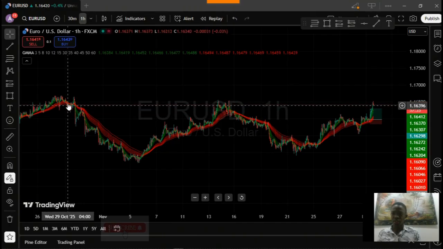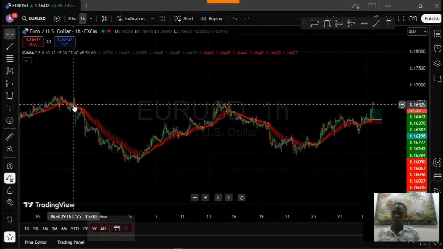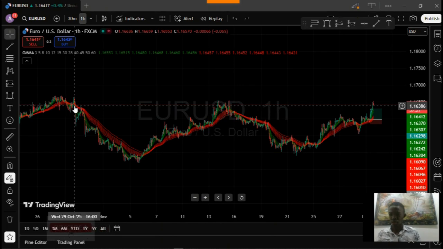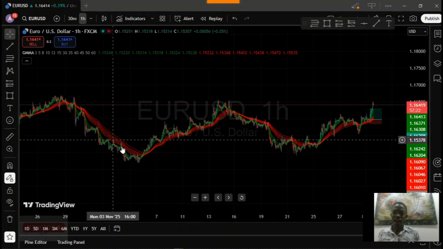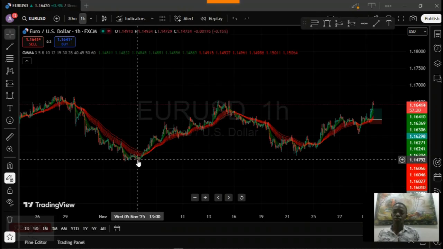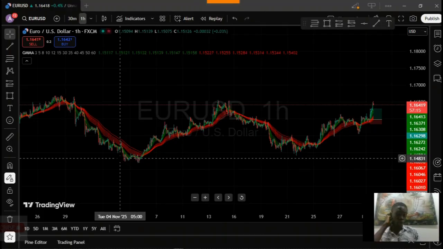This was a fake out. This was a false signal. The market came here and started trending down from Wednesday 29th of October, so from 29th of October down to 5th of November. That's how long the trend lasted. So you can put a long term.